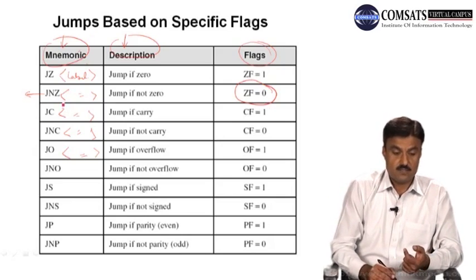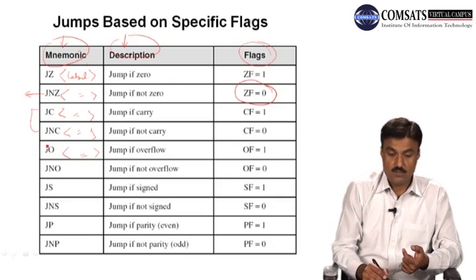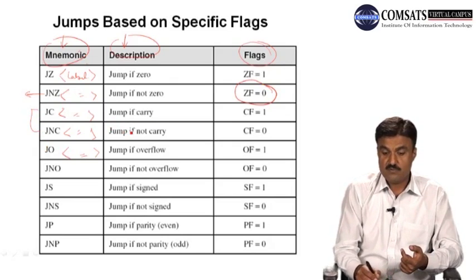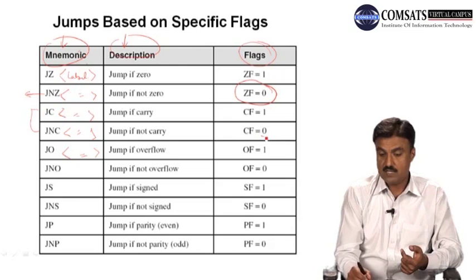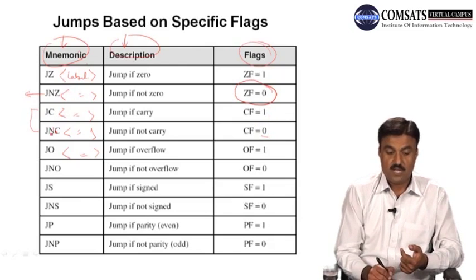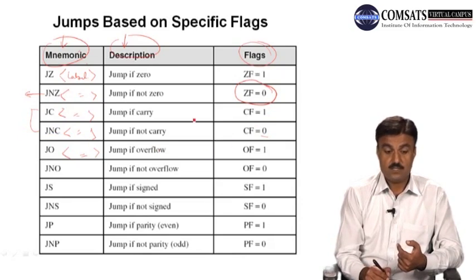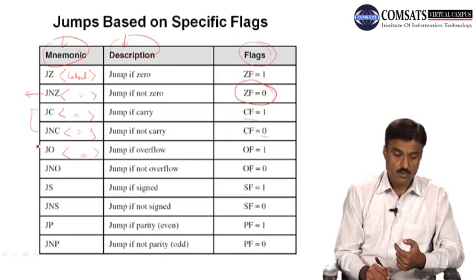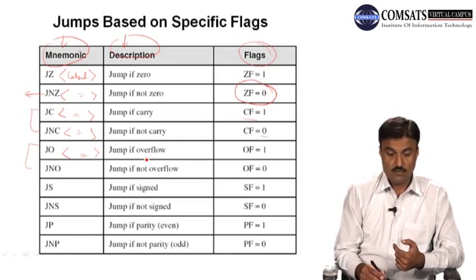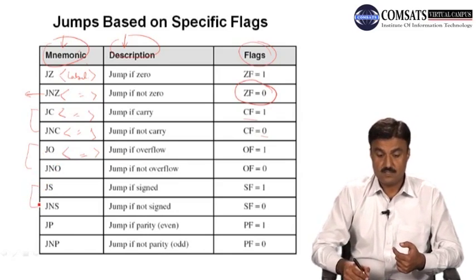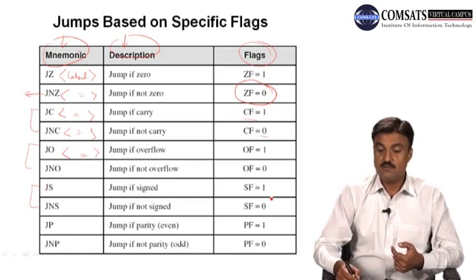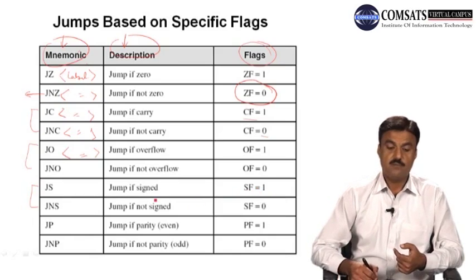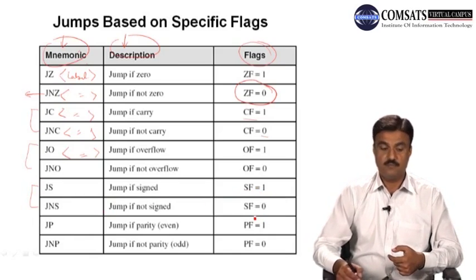Then similarly for the carry flag, jump if carry or jump if not carry. So if the carry flag is 0, then JNC will jump towards the label. JC will jump if the carry flag is 1. Overflow: jump if overflow, jump if not overflow. Sign and not sign: jump if sign means if the sign flag is 1. Jump not sign means if the sign flag is 0.